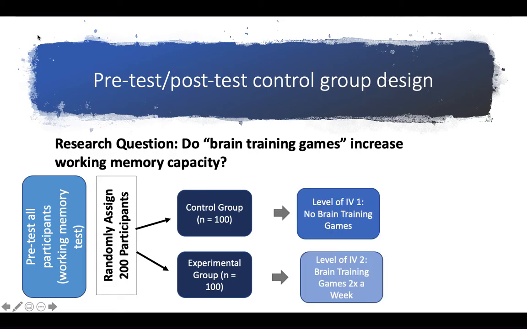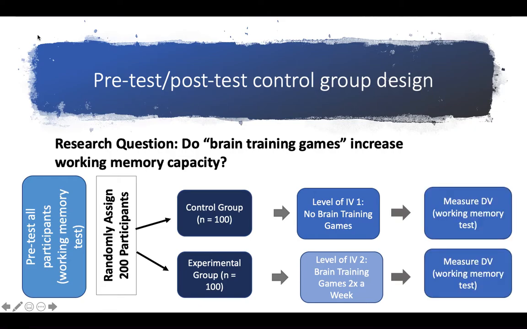So level 1, no brain training games for your control group. And level 2, brain training games twice a week for your experimental group. Then you would measure the DV for a second time after everyone has received the independent variable. So in this case, a working memory test.